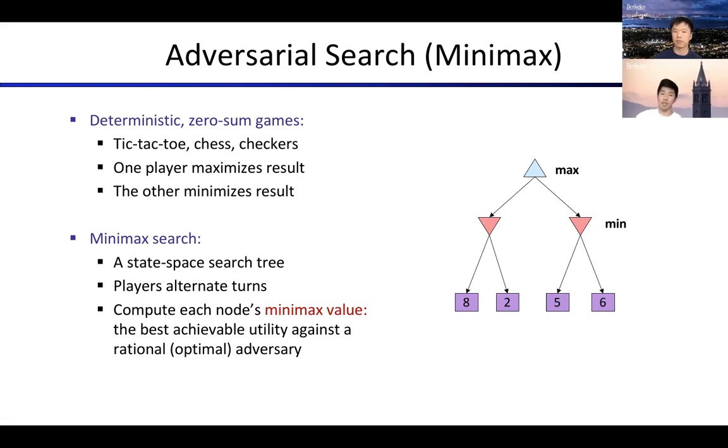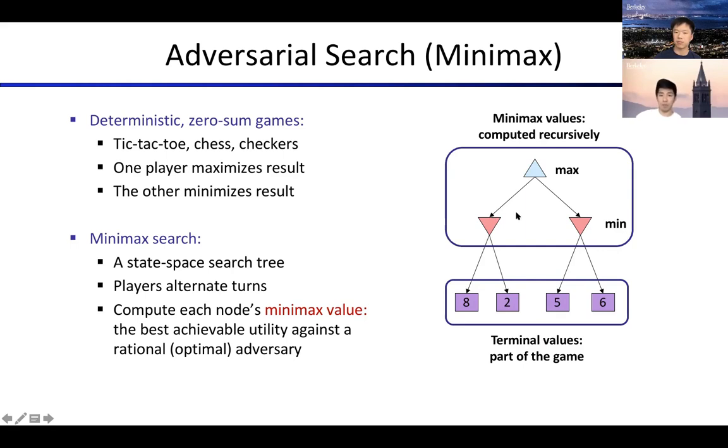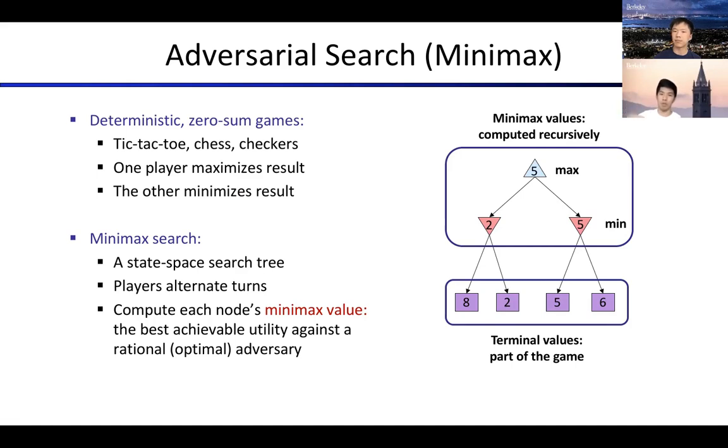In this case, if the maximizer tries to calculate the value, it will look at the first minimizer and calculate what the first minimizer will pick. The first minimizer will pick between 8 and 2, so we'll get 2, and then the second minimizer will get 5. Then the maximizer will look at those values and say, okay, I want to go to the right branch because I have a better utility there. And if you have a deeper tree, the process will continue.